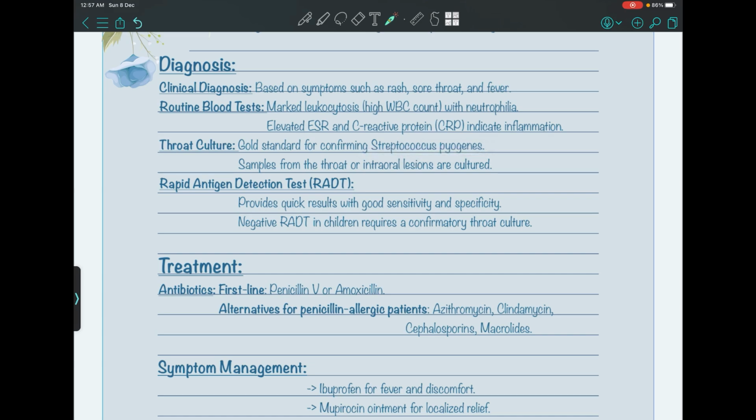Although less sensitive than throat culture, rapid antigen detection testing provides quick results and exhibits good sensitivity and specificity. If negative test results are obtained in children, then a confirmatory throat culture should be performed.